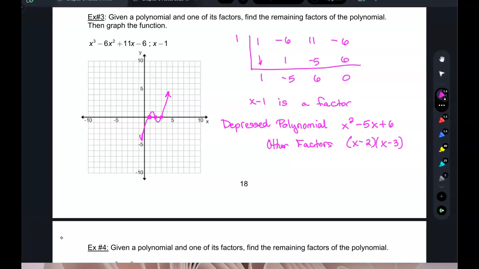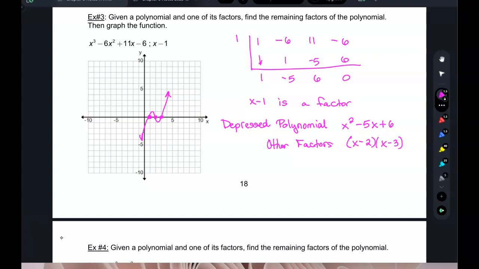Why can't I do negative 6 and 1? Because when you multiply those, that would give us a negative 6. It has to multiply to be positive 6 and add up to negative 5. Perfect. That's not bad. It's a very small graph.